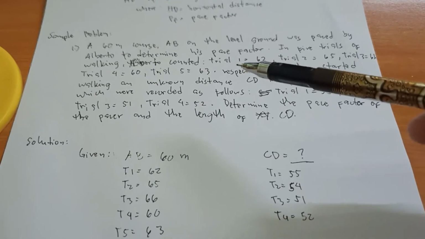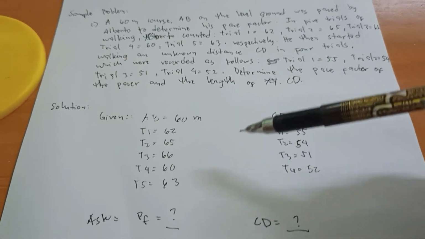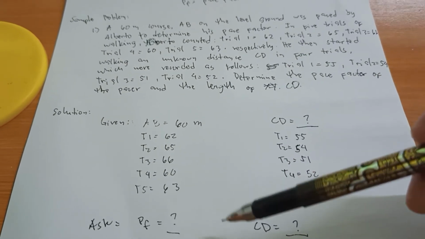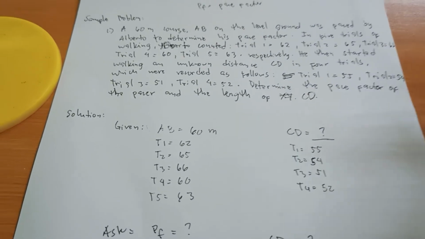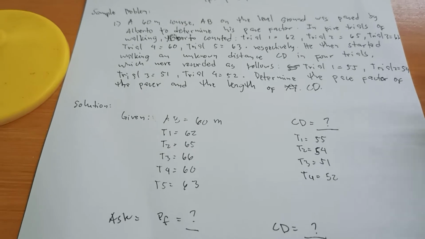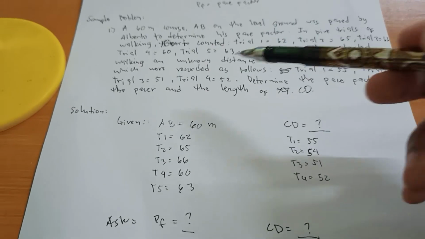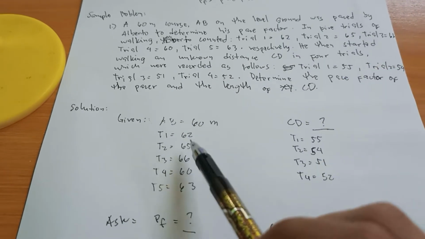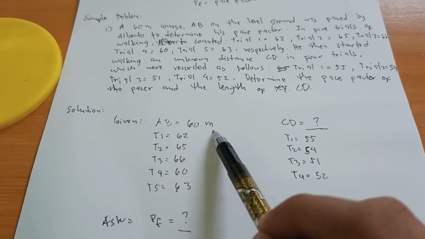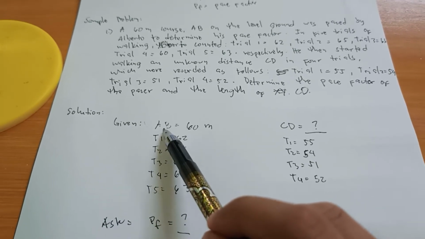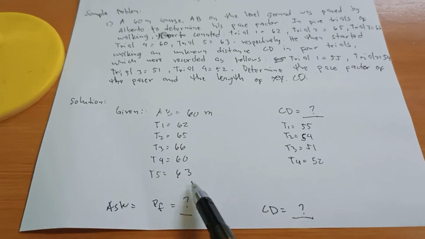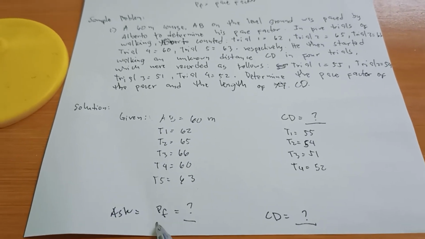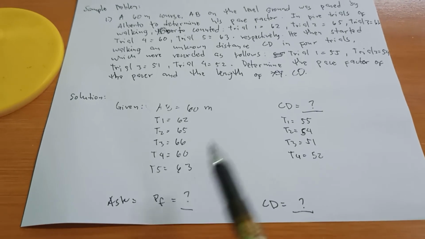If you are given a problem, try to analyze the problem first and write down what is given and what is asked of that problem so that you will not be overwhelmed by this specific situation. So, it is clear. We have the given, a known distance. This is 60 meters, point A to B, and it was traversed 5 times in order to get the pace factor of Alberto.